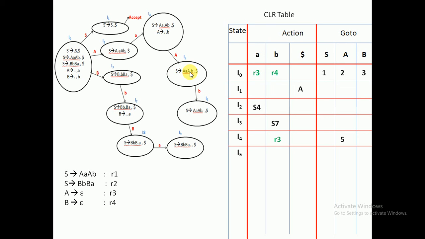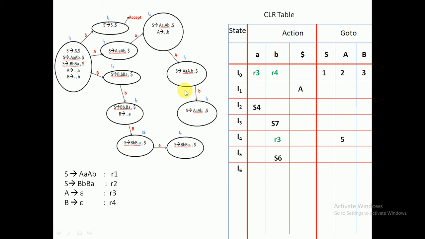Again in I5, there is no reduce statement, but it is moving over the small b and reaching some other state. So we need to call it a shift operation. I5 moving over small b reaches some destination. The destination is the 6th state, so you have to write shift 6. Okay, now that's it. There are no reduced states.